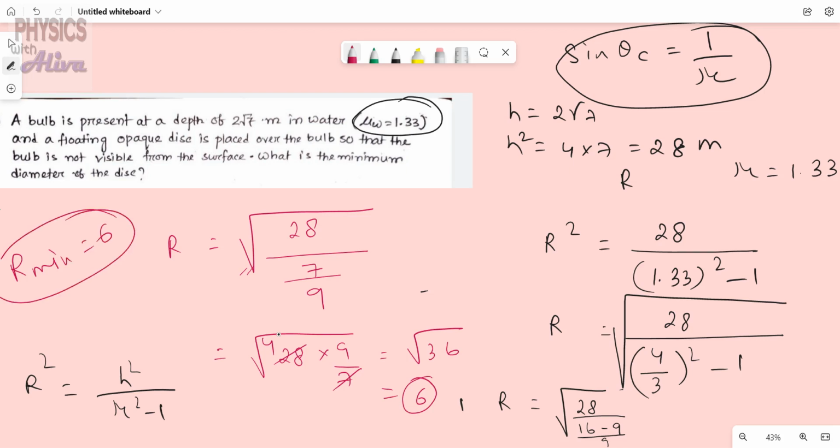So we have to calculate the minimum diameter. The minimum diameter should be 12 meter. Okay, the answer will be 12 meter. If the diameter of the disc is greater than 12 meter, then no problem. All the rays will come back to the water medium after total internal reflection. If the diameter is less than 12 meter, then some of the rays for whom the incident angle is less than the critical angle will refract to the air medium and we can see the bulb. Okay, so the minimum diameter is 12 meter.